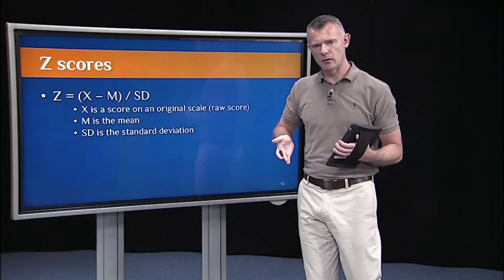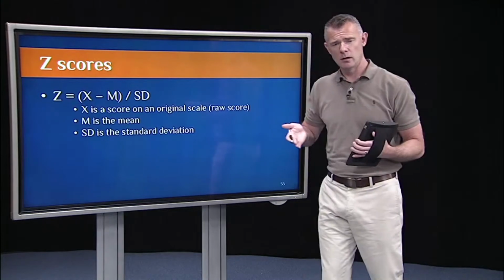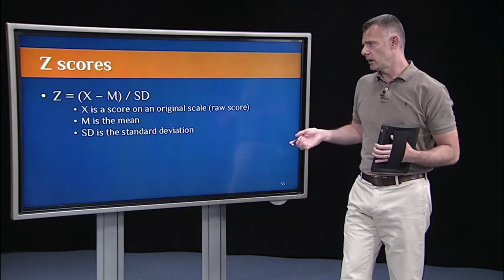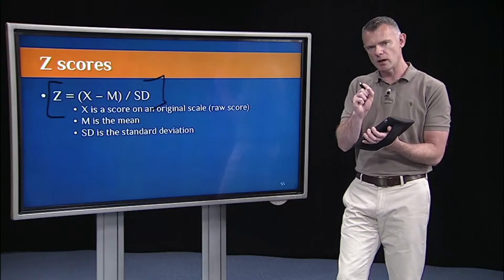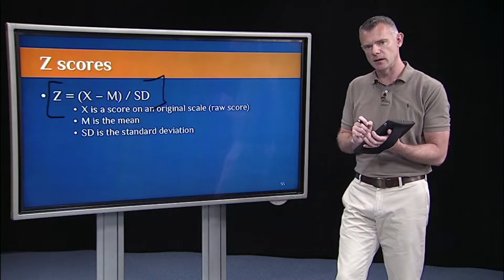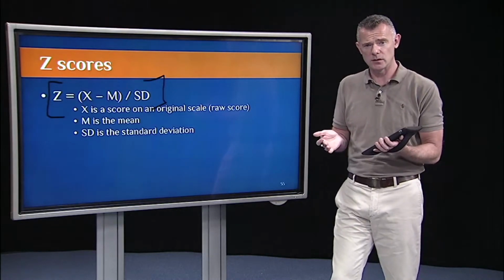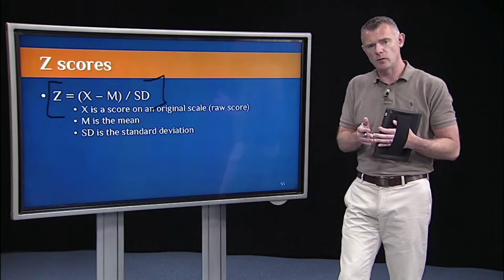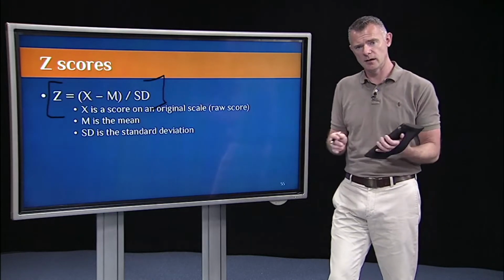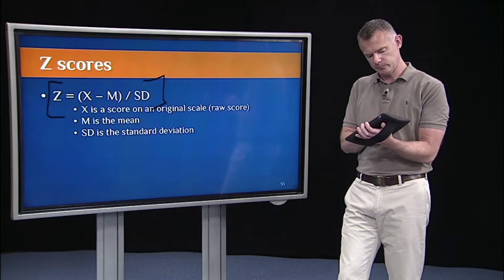How do we convert what I'll call a raw score to a z-score? It's just this formula right here. We take the raw score, that's x, subtract the mean, M, and divide by the standard deviation. So we take the raw score, subtract the mean, divide by the standard deviation. That gives us a z-score. And if we do that for every score in a distribution, then we can put our distribution on this common metric, the z-scale.